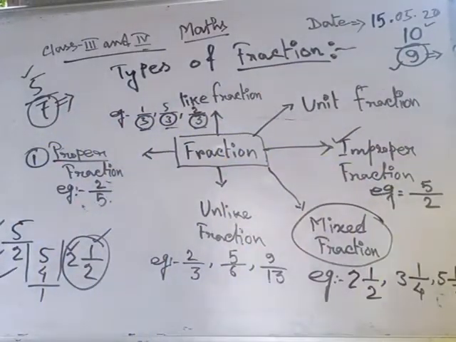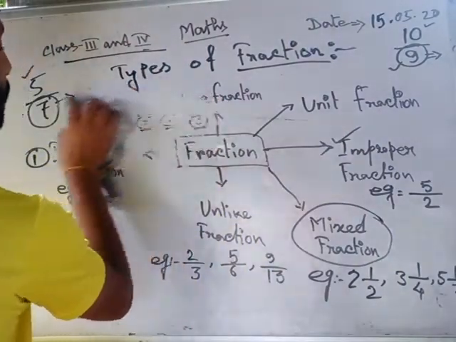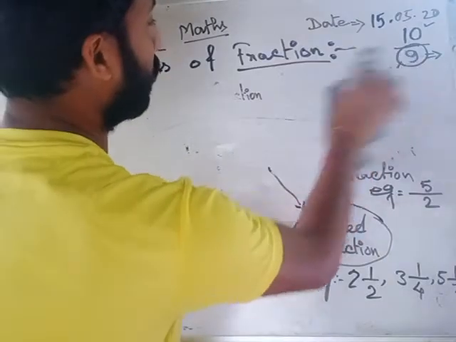Then I will go for ascending and descending order, but I will tell you that next, because so many things are there. Now I will go to the simplest form or lowest form of a fraction.